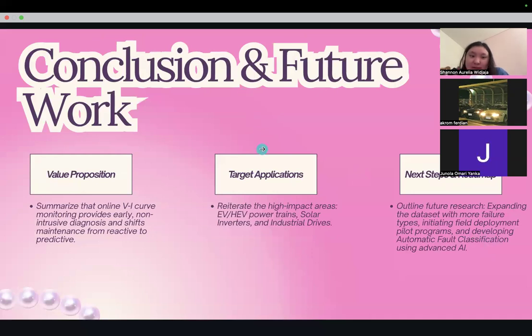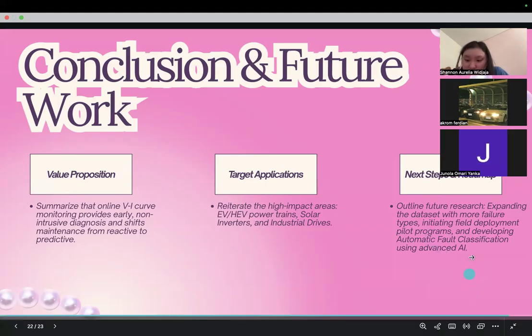And here's the conclusion and future work from the paper itself. Firstly, it's the value proposition. It summarizes that online VI curve monitoring provides early, non-intrusive diagnosis and shifts maintenance from reactive to predictive. And then target applications reiterates the high impact areas: EV, HEV powertrains, solar inverters, and industrial drives. Third is next steps and roadmap. It outlines future research expanding the data set with more failure types, initiating field development pilot programs, and developing automatic fault classification using advanced AI systems.